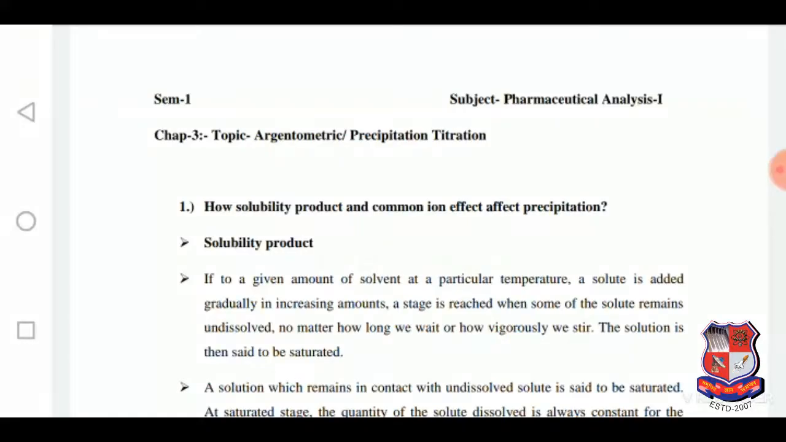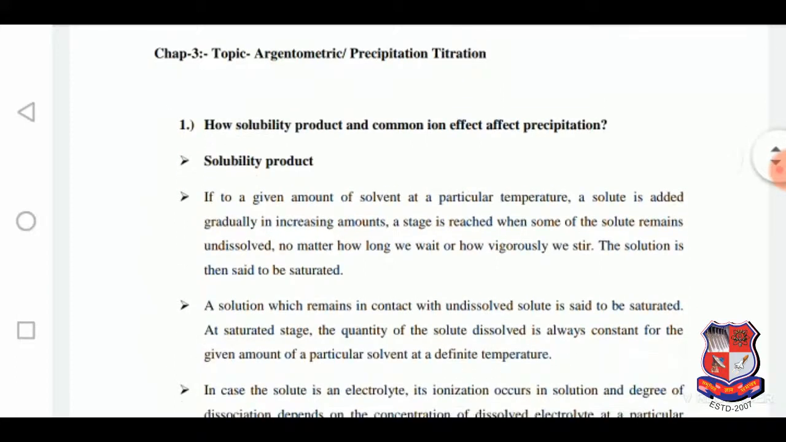Hello students, today we will discuss the topic argentometry, precipitation titration, which is included in pharmaceutical analysis from the first semester syllabus. In that, we will see several questions and answers. The first question is: how do solubility product and common ion affect precipitation?